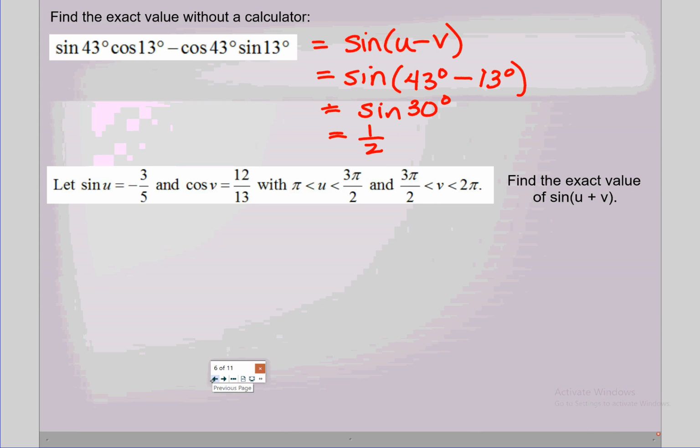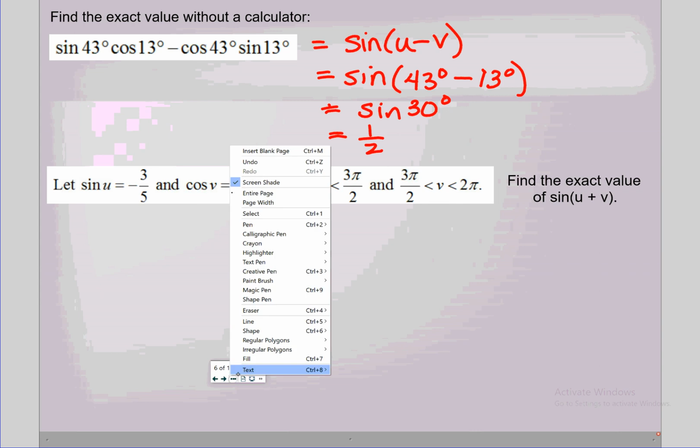All right, so this one says, let sine of u equal -3/5, cosine of v equal 12/13. u is between pi and 3 pi over 2. v is between 3 pi over 2 and 2 pi, and our instructions are to find the exact value of sine(u plus v). Okay, we did problems that had information like this in chapter 5.